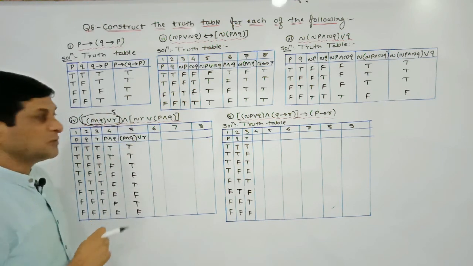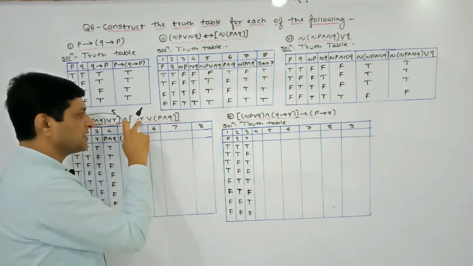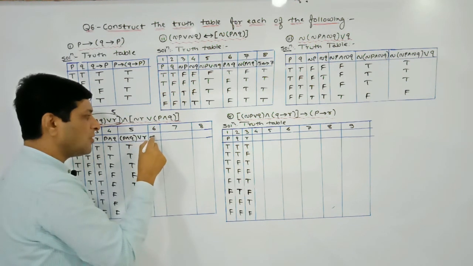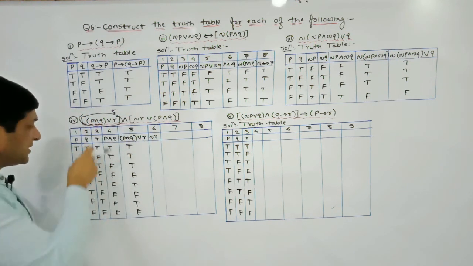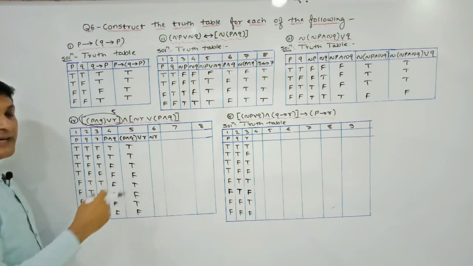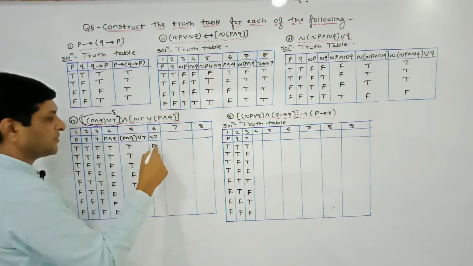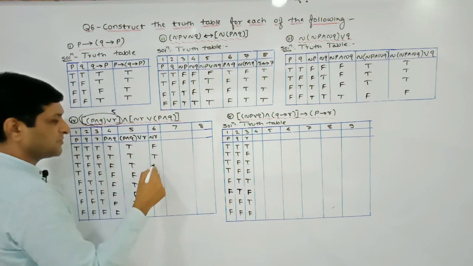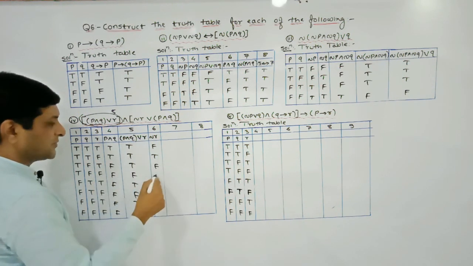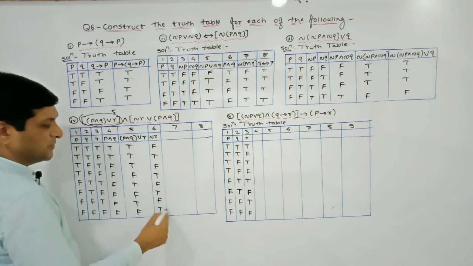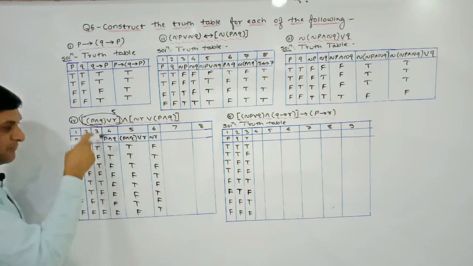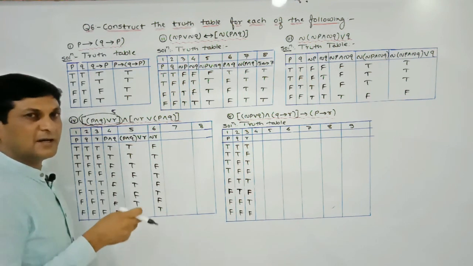Now to find out the truth value of this second statement, first we will require the value of negation of R. Observe the truth value of R, we are finding its negation. So negation of true is false, then negation of false is true, negation of true is false, negation of false is true, then false, true, false, true. In this way we have got the negation of R from the truth value of R.